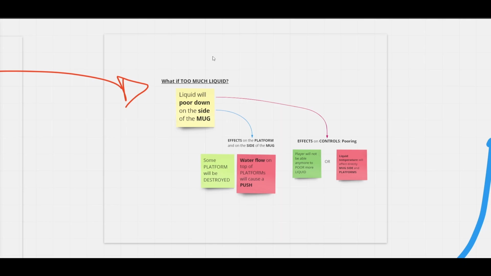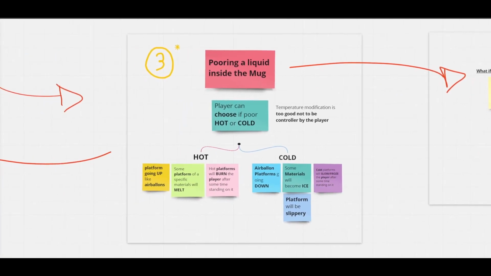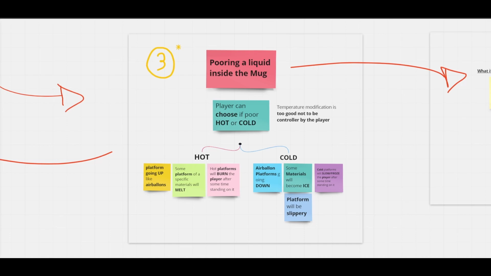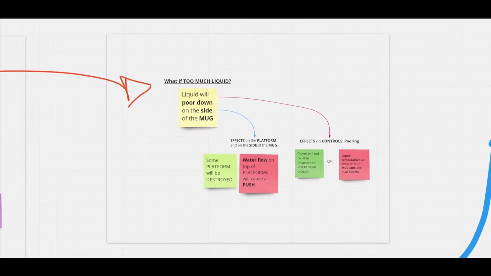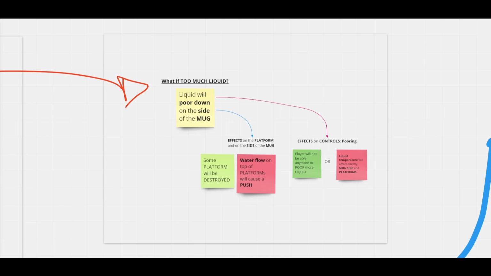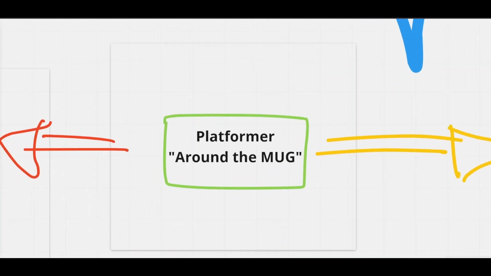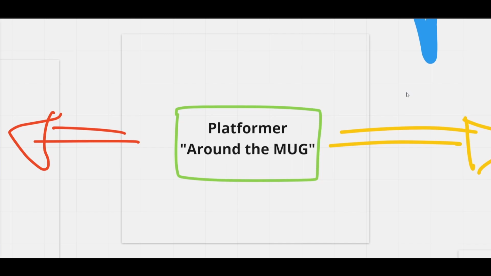But since we are pouring liquid inside the mug, there may also be some limitation of the pouring. The main limitation may be the level of the liquid inside the mug. It may go around the mug and start overflowing, creating waterfalls or destroying some platforms, just to limit this useful and powerful tool, which is the fact that we can pour liquid inside the mug. Now that we have our mechanics and the limitations of those mechanics, we can start thinking about the real game.